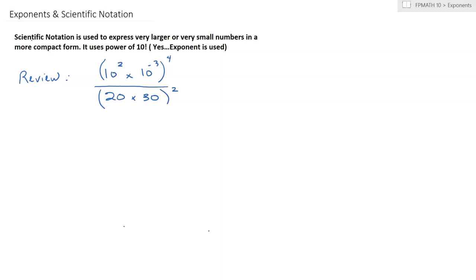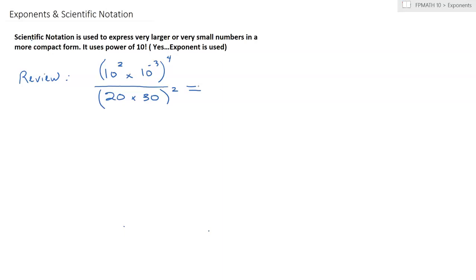So we want to simplify this. Notice that the only catch is that you cannot use a calculator. You have to do it freestyle. And the last thing that we're going to do, the final answer will be written in powers of 10.